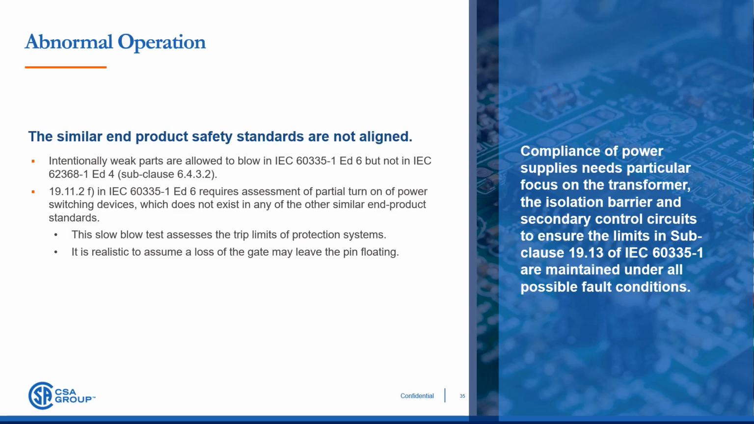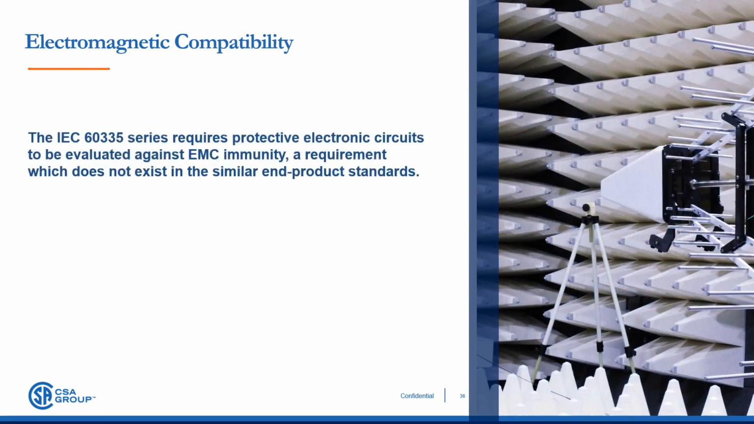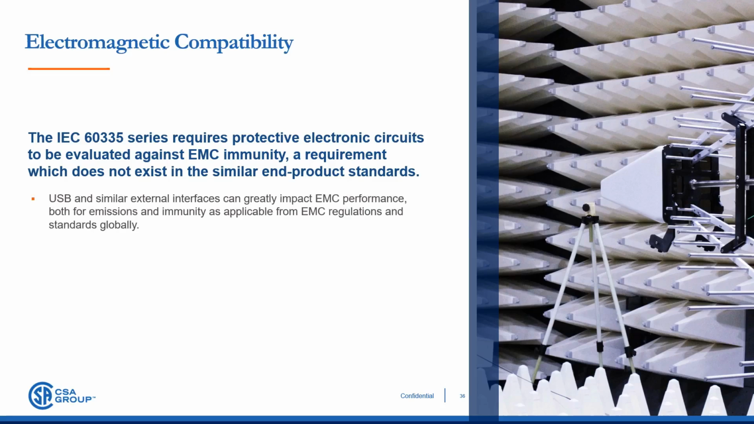The IEC 60335 series has requirements that protective electronic circuits be evaluated against electromagnetic compatibility immunity as part of the abnormal operation assessment for compliance, when no similar requirements exist in many other end product safety standards. Note that external interface ports, like USB and others that can be used as telecommunication interfaces, can greatly influence a product's compliance assessment for EMC.